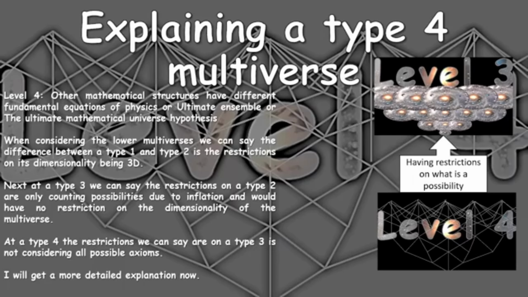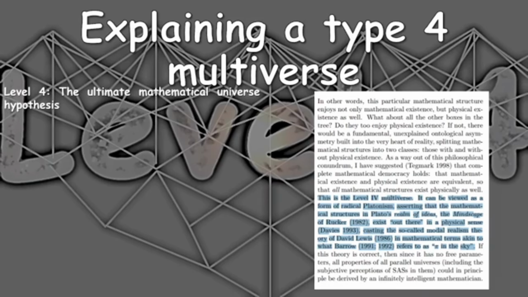So this is something said in Tegmark's paper. I'll have it read out to you instead of me saying it, to make sure all the words are said correctly. This is the level 4 multiverse. It can be viewed as a form of radical Platonism, asserting that the mathematical structures in Plato's realm of ideas, the mindscape of Rucker, 1982, exist out there in a physical sense. Davies, 1993, casting the so-called modal realism theory of David Lewis, 1986, in mathematical terms akin to what Barrow, 1991, 1992, refers to as pie in the sky.